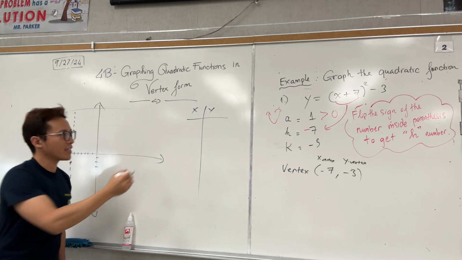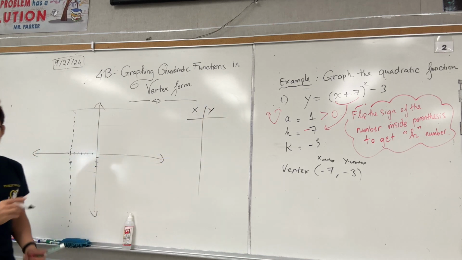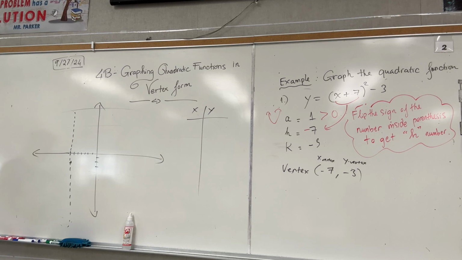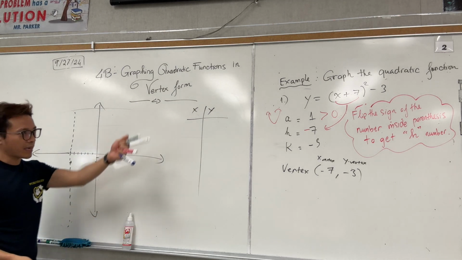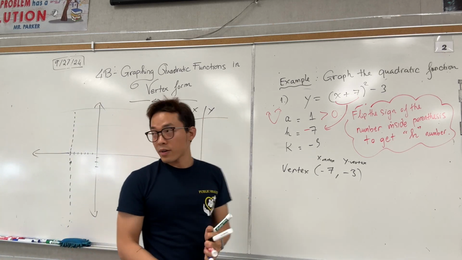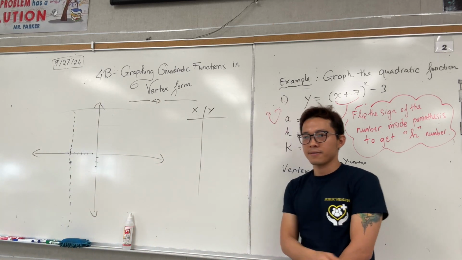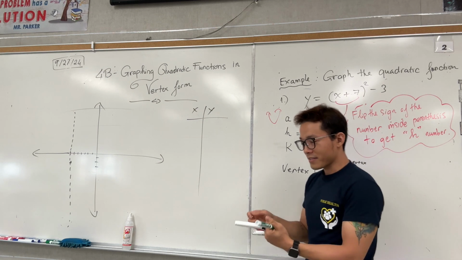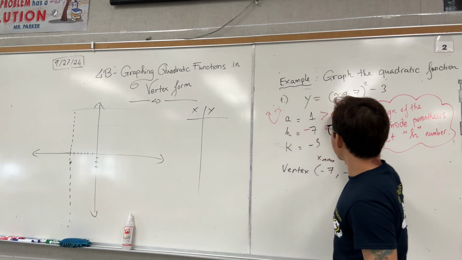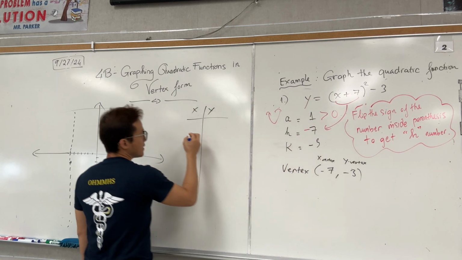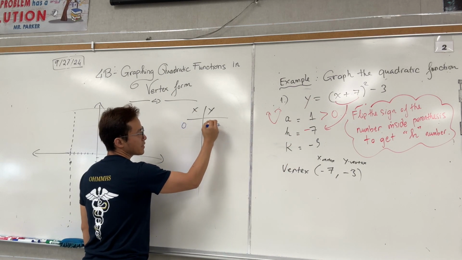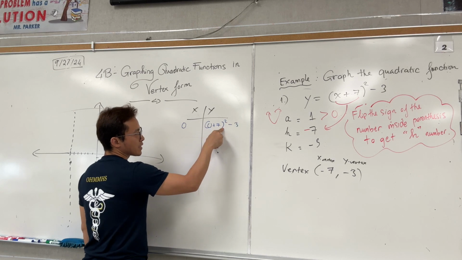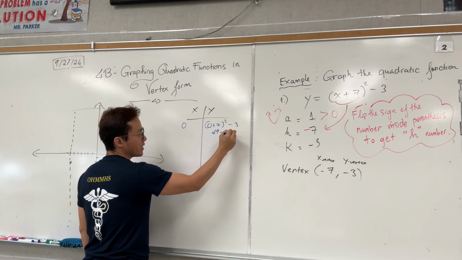Interesting thing here. Technically, again, you can choose any point to plug into the function to get the y value. But what point is the best? 0 and 1? Don't write yet. If you plug in 0, what do you have? 0 plus 7 squared minus 3. So 7 squared is 49 minus 3, 46.